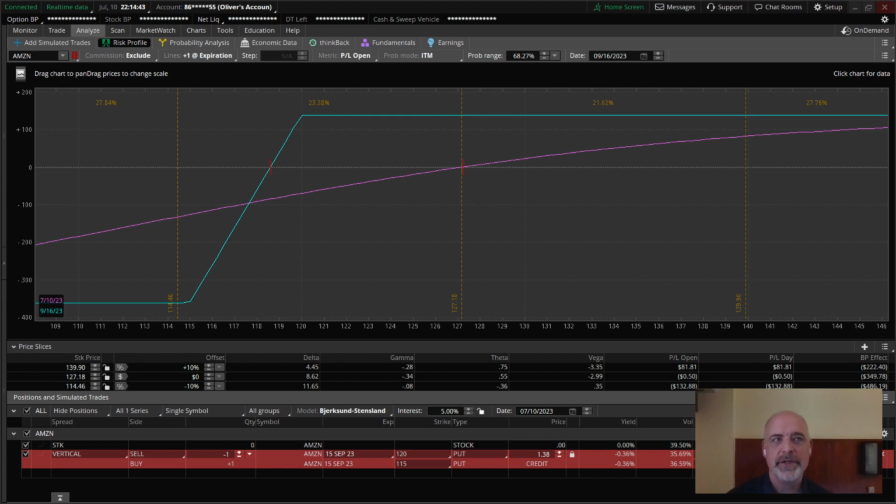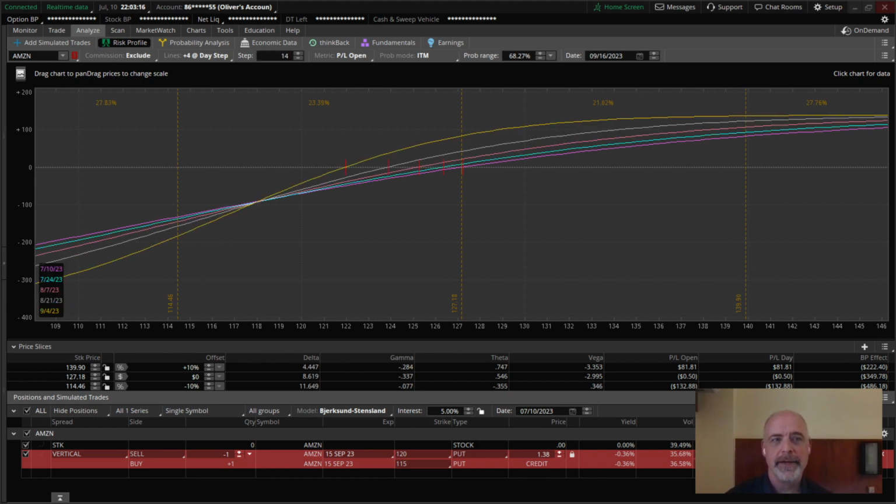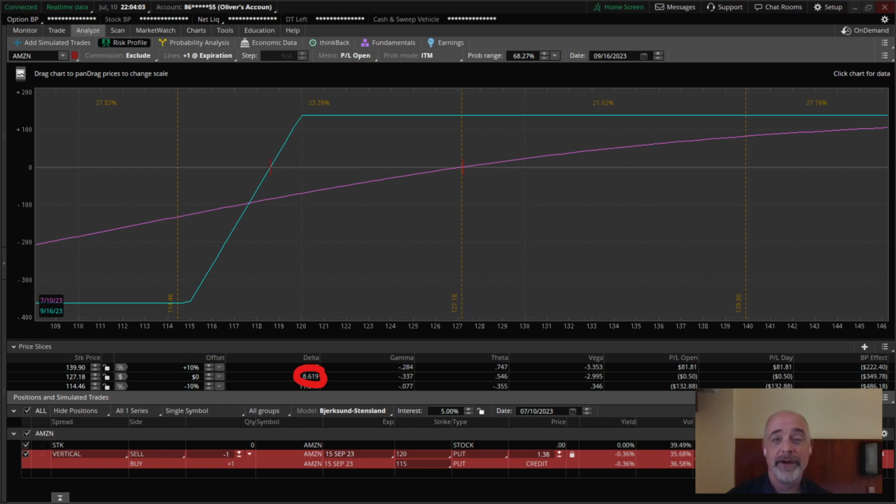In options terminology, we call the right now line the T plus zero line. That is the current time plus 0 days. Thinkorswim lets us plot additional lines into the future, such as T plus 14, T plus 28, etc. This is what that looks like. So you can see that as time passes, if the market stays where it is, the trade still makes money. Okay, now back to delta.